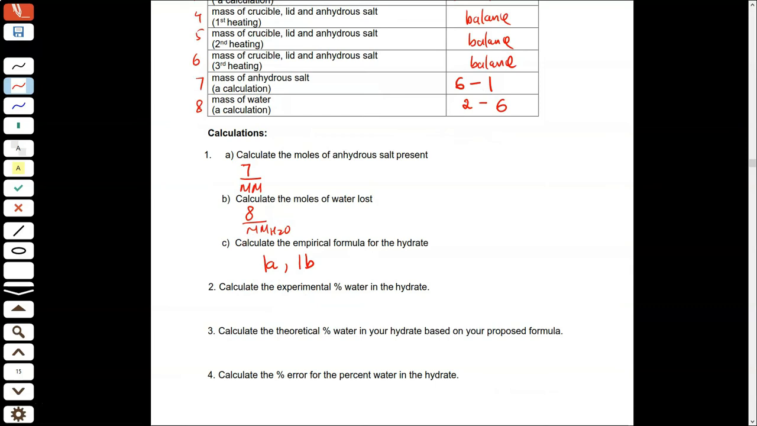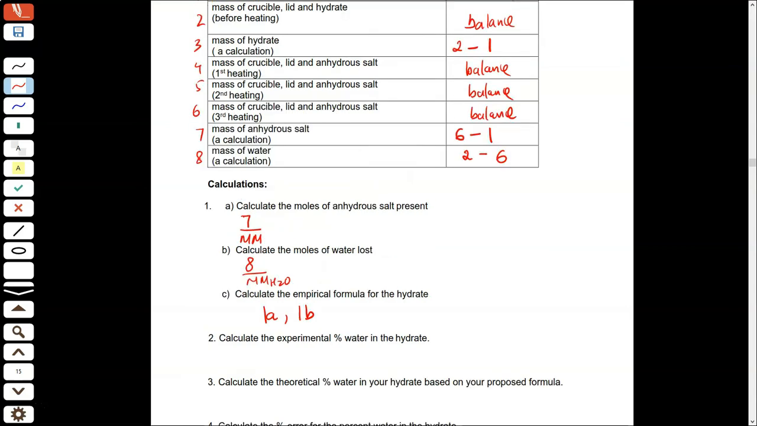The experimental percent water in the hydrate will calculate how much water you have in your hydrate based on your experimental value. So that will equal row number 8 divided by row number 3 multiplied by 100%.